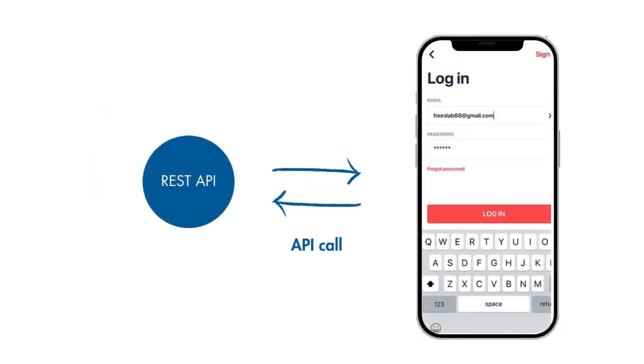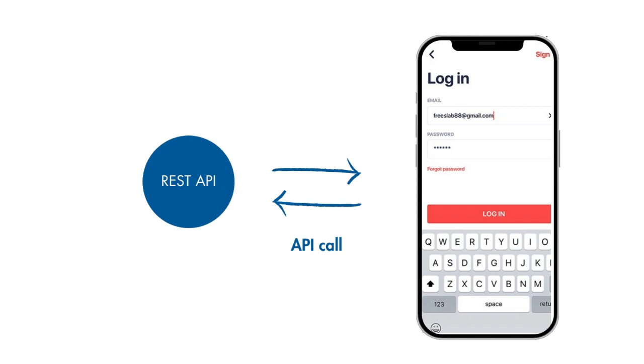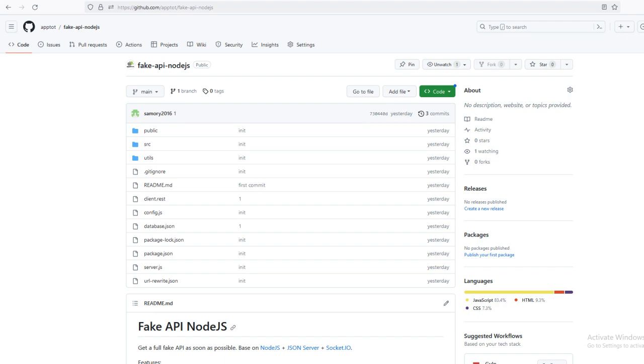Specifically in this series, we will use the fake API to learn about networking in Flutter. In the next lesson, we will implement the app's login function via REST API communication. You can download the source code at the link in the description.